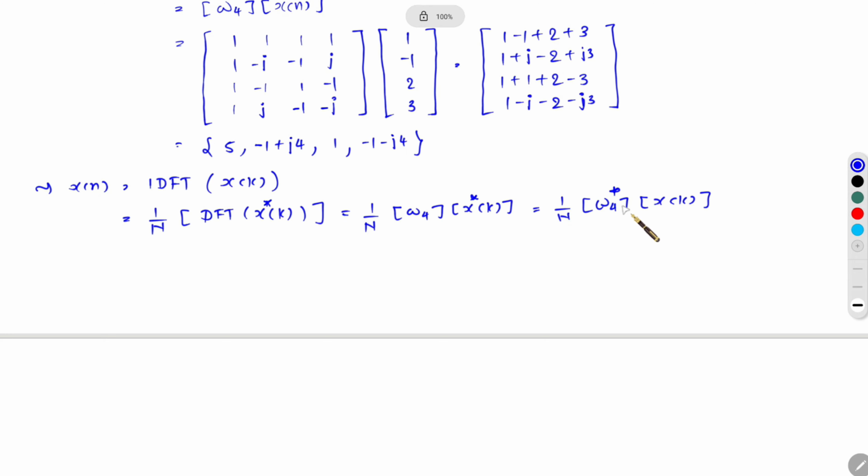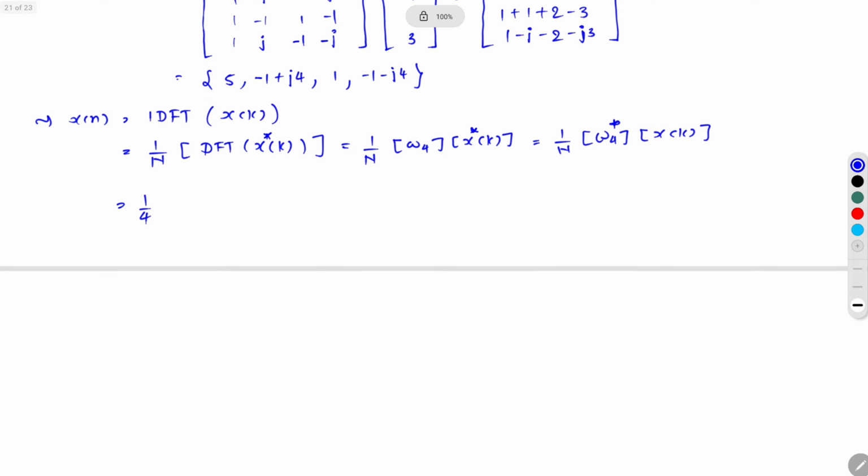Both will result in the same answer. Either you follow this or you follow this. In my earlier problem, I solved a similar question using this calculation. So in this problem, I'll be solving this IDFT using this calculation. Here 1 by N means 1 by 4. Here we have 4 points.